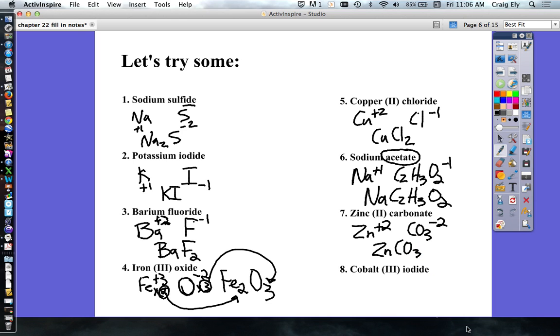All right, last one. Cobalt chloride. Cobalt, Roman numeral 3. That means it's a +3 charge. I'm sorry, it was cobalt iodide, not cobalt chloride. But basically the same idea. Iodide is a halogen, so it's got a -1 charge. So that means I need 3 iodides to balance this out. So I end up with CoI3. Okay?